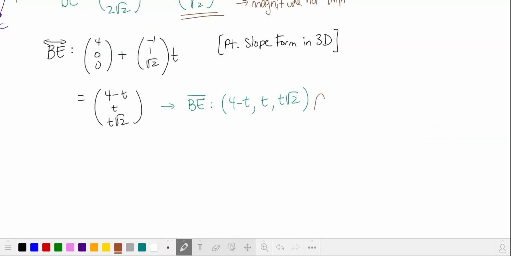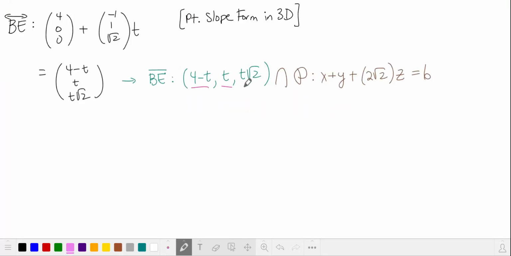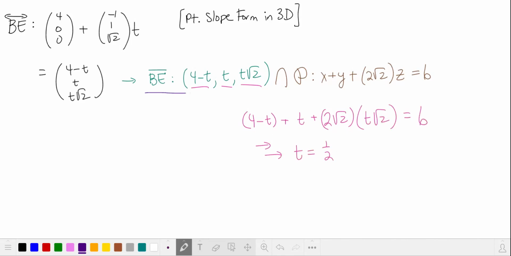And we're trying to find U, so we're going to see where this intersects our plane with this equation. So we'll plug in our values of x, y, and z into our plane equation. Here's x, y, and z. And when we solve for t, we get 1/2. So that is the value of U. The x-coordinate of U, we subtract 1/2 from 4. The y-coordinate is 1/2, and z is root 2 over 2.